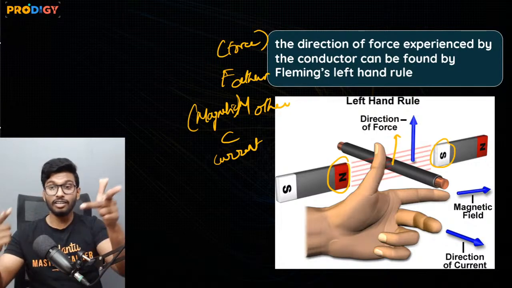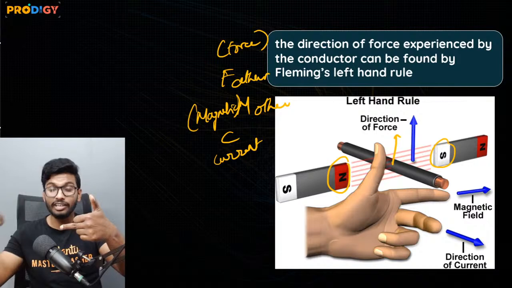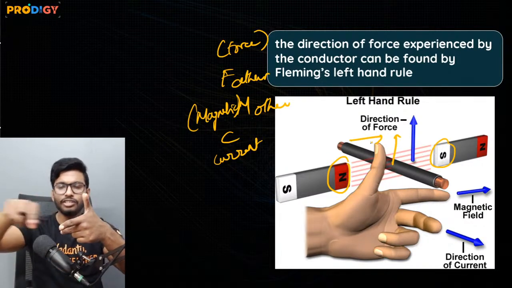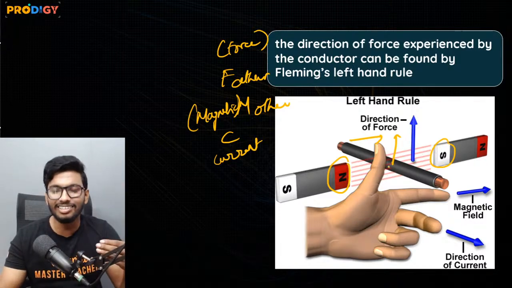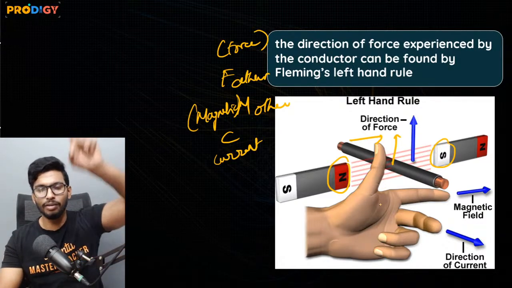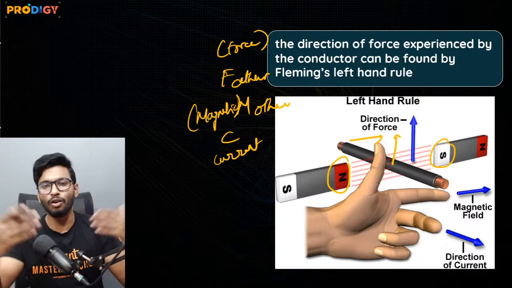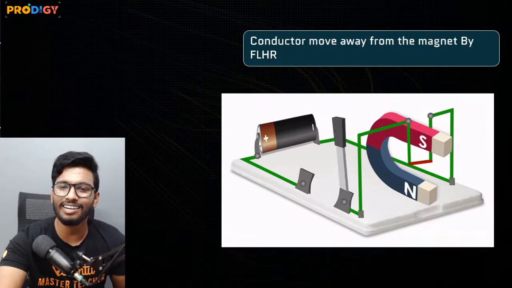So direction of current is basically shown by this middle finger, which is going from left to right. The magnetic field is going from north to south, so it's going in this direction. So what will be the force on the conductor? In the upward direction. So the conductor would be moving upwards. It will be pushed upwards because of the Lorentz force acting on it. Simple as that, right, guys? So this is your Fleming's left hand rule.